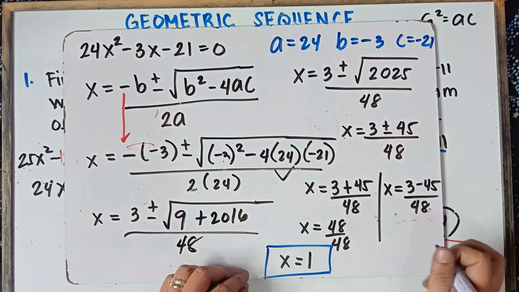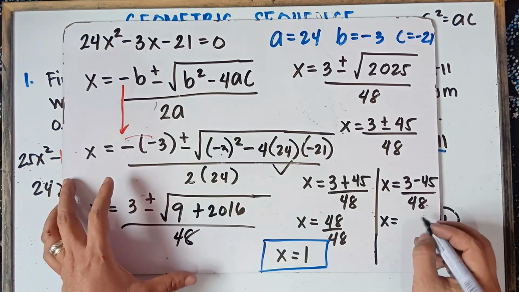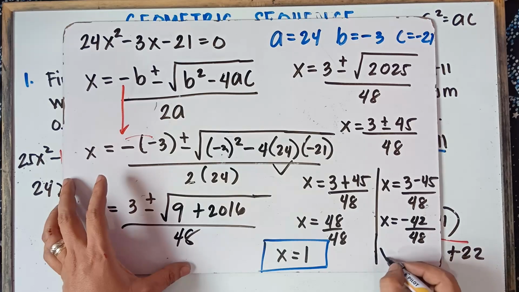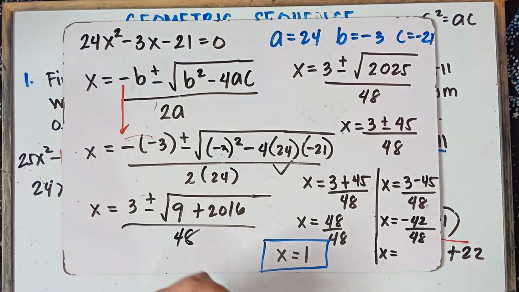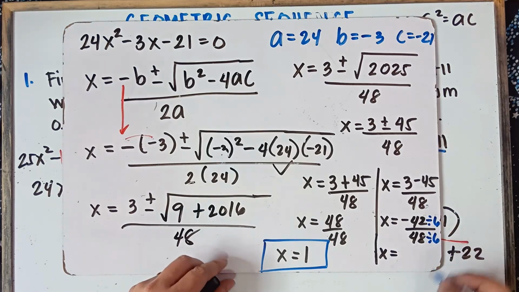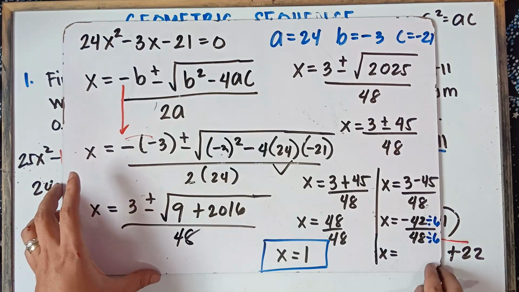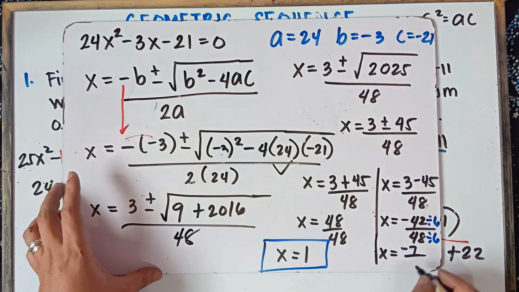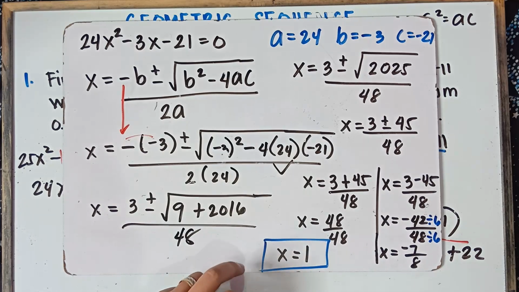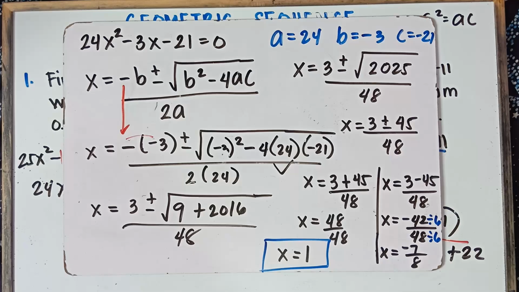Let's check this one on the right side. x is equal to 3 minus 45. That would be negative 42 over 48. Can we reduce this one? Yep, we can divide this by 6, right? We can divide 42 by 6, same with 48 by 6. So negative 42 divided by 6, that would be negative 7, and 48 divided by 6, that would be 8. This will be negative 7 over 8. But we need to use the positive answer, class. So therefore, our x value is equal to 1.